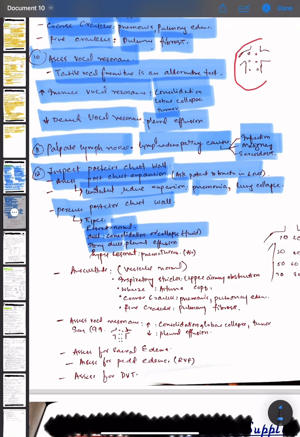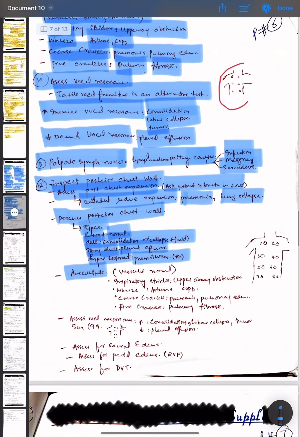And if it is hyperresonant, then pneumothorax is present, that is air. So, on the percussion, we will find the following things. If it is resonant, it is normal. If it is dull, then consolidation or collapse is present. If it is stony dull, then pleural effusion is present. If hyperresonant, then pneumothorax is present. After the percussion, we will auscultate the patient. These are the positions on which the percussion and auscultation are done. These are positions 1, 2, 3, 4, 5, 6, 7 and 8.